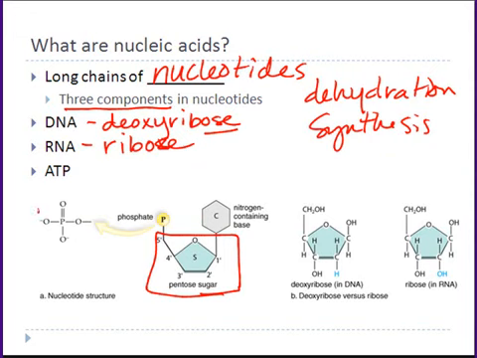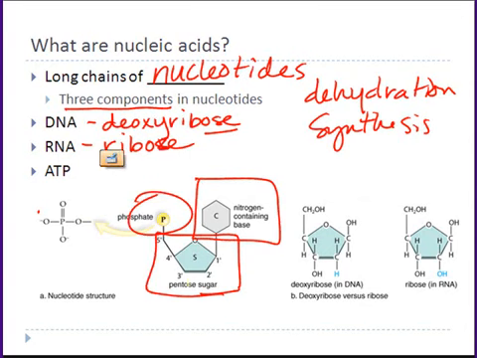Every nucleotide has a phosphate group, which you should remember from our discussion of functional groups. And lastly, every nucleotide has a nitrogenous base. You need to know that: the sugar group, the phosphate group, the nitrogenous base. There are different nitrogenous bases, and I'm going to talk about those on the next slide.